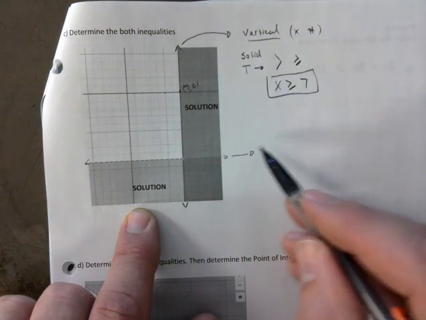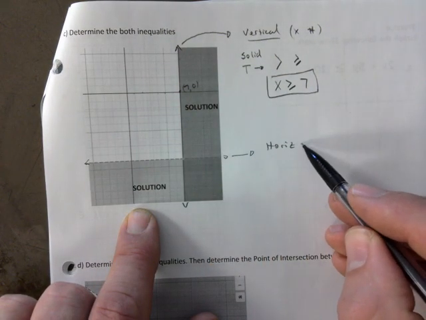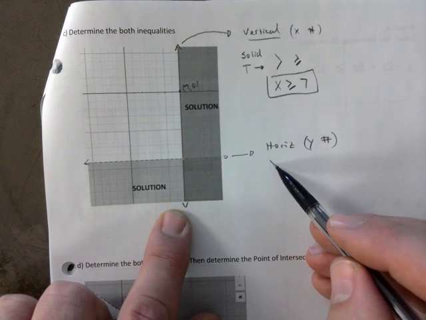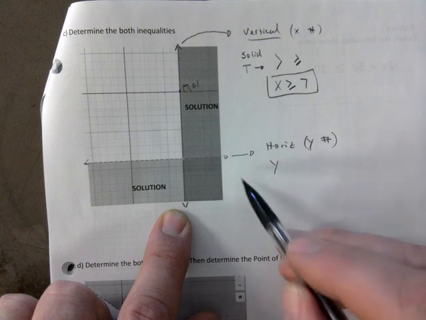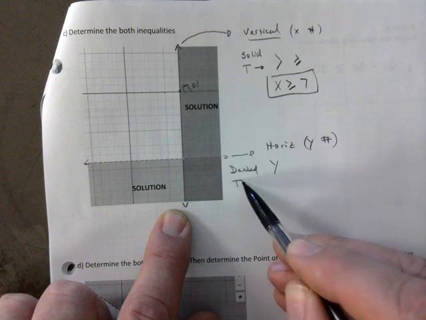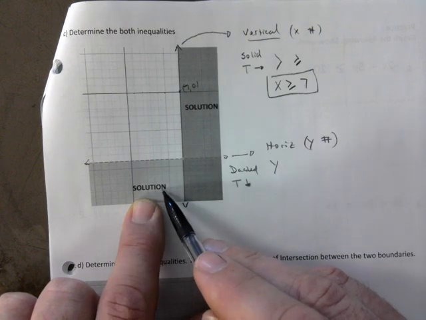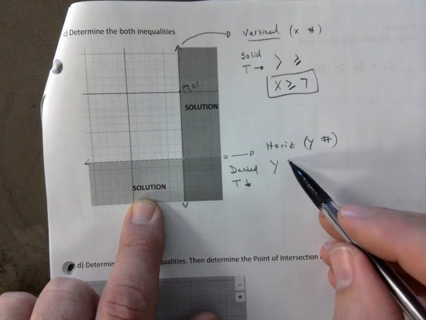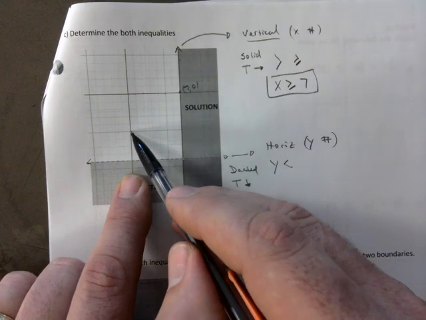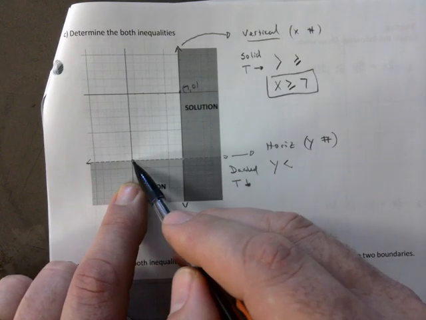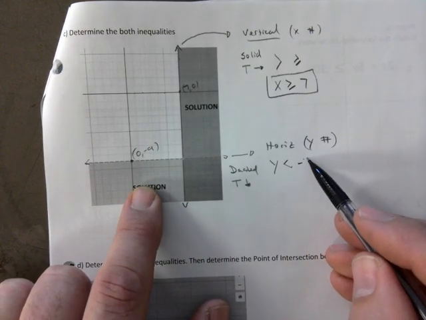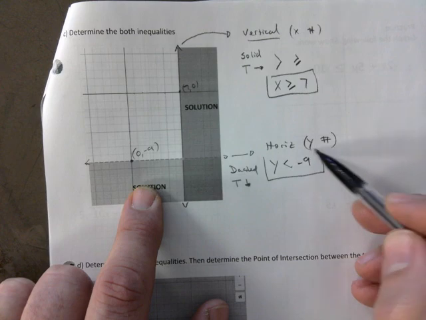This one is a horizontal line, also a special case. It would be y equals a number. Okay, so we just go y. The true region, actually it's dashed, and true is below, okay, based on this. So we will say y is less than, and where does it go through? This is 0, -9. So y is less than -9. Okay, that is the inequality for that one.